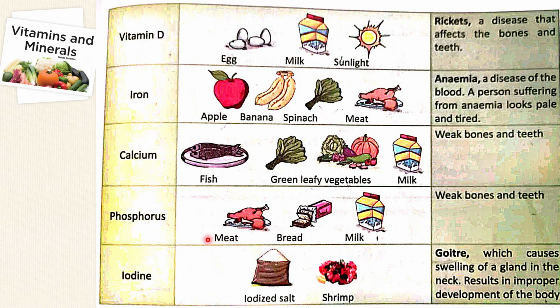Phosphorus. The sources of phosphorus are meat, bread, and milk, and it also affects our bones and teeth. Now the last but not least is iodine. Iodine sources are iodized salt and shrimp. The disease caused by lack of iodine in our body is goiter, which causes swelling of the gland in the neck and results in improper development of the body.